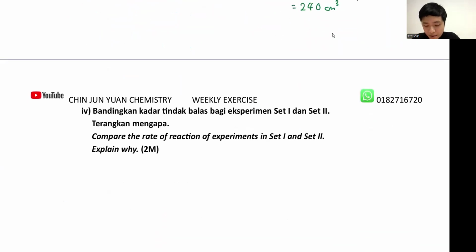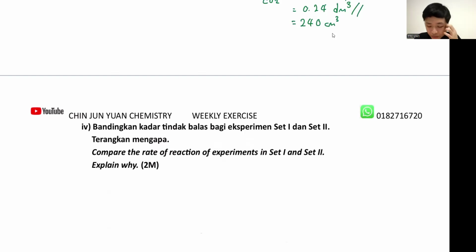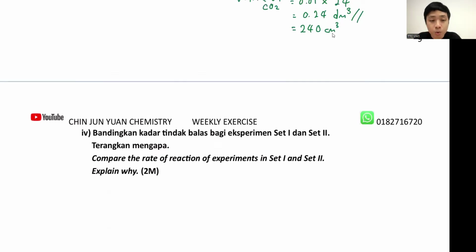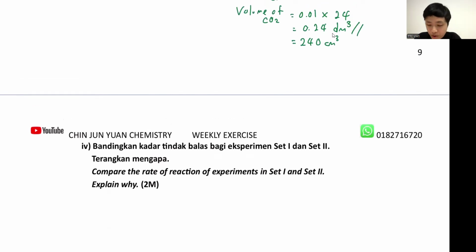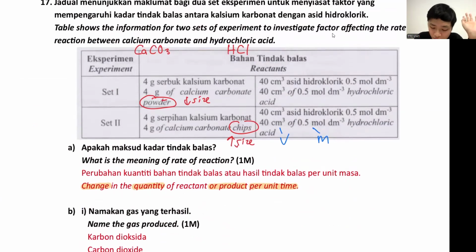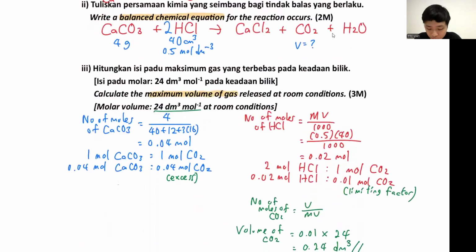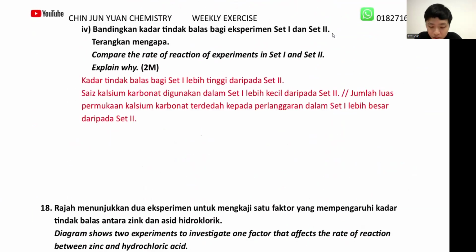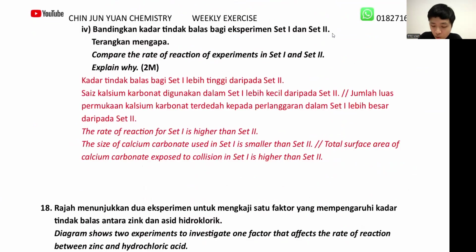Okay. Next, compare the rate of reaction in experiments in set 1 and set 2. Based on set 1 and set 2, one you can see using smaller size, one you see bigger size. Obviously, based on the factor, the smaller the size of the substance, the higher the rate of reaction. So that's why set 1 is higher than set 2. So you can compare. Because it's only 2 marks, the first mark is for comparison: the rate of reaction in set 1 is higher.